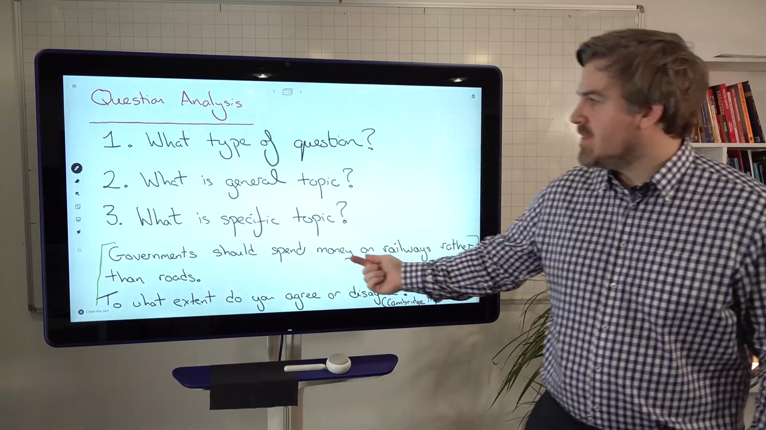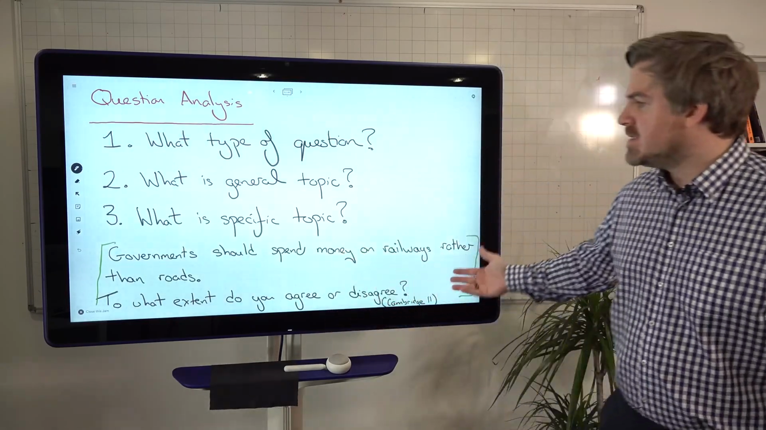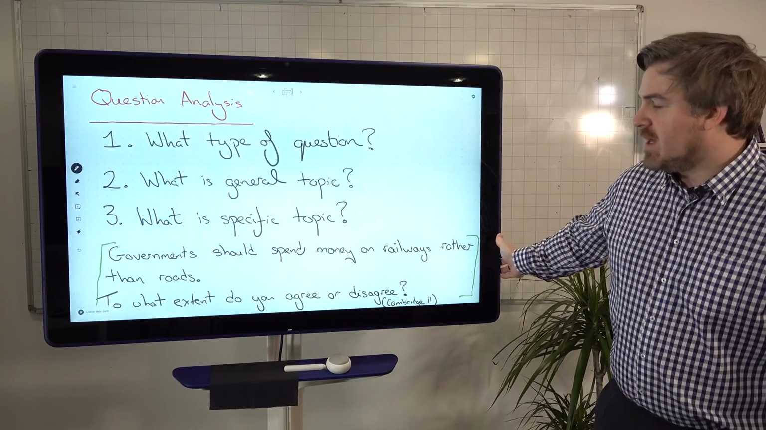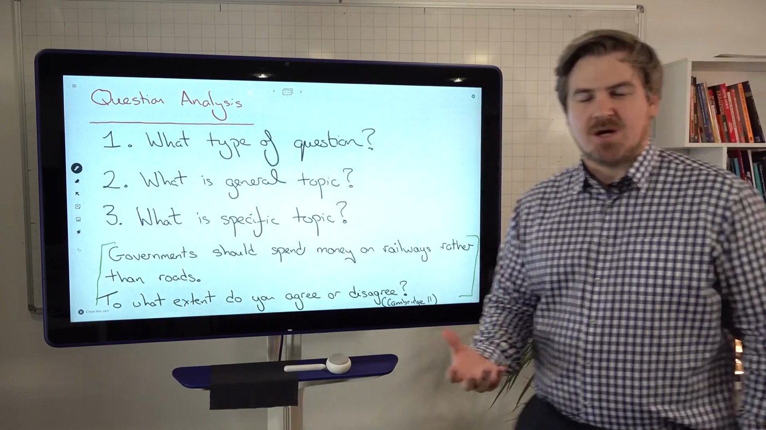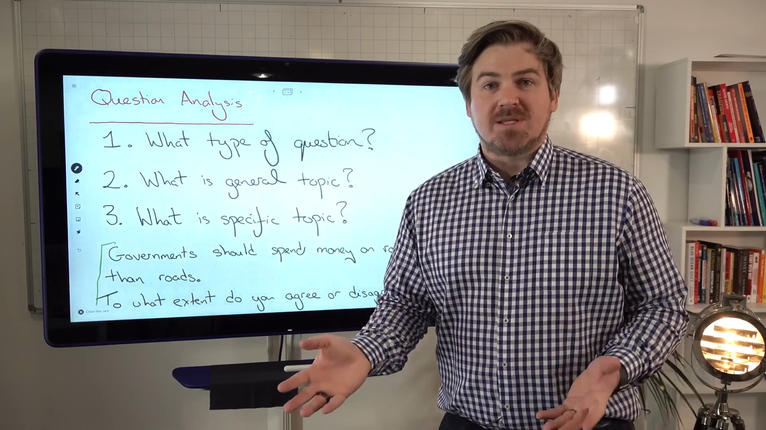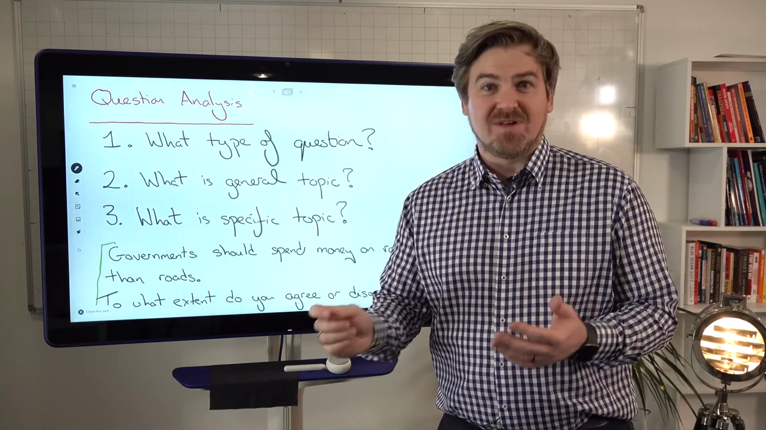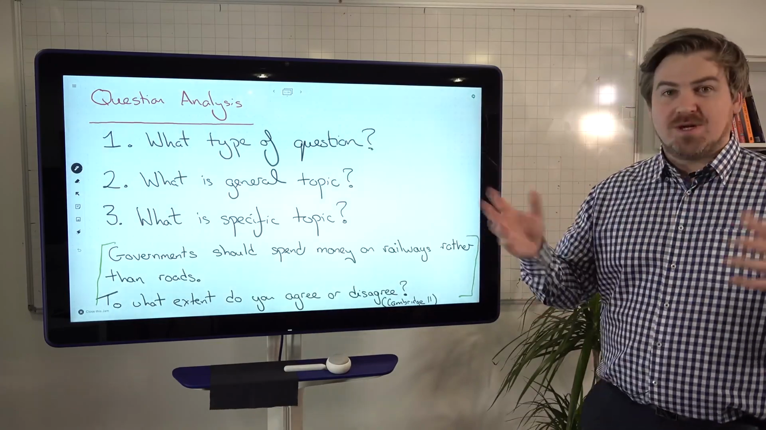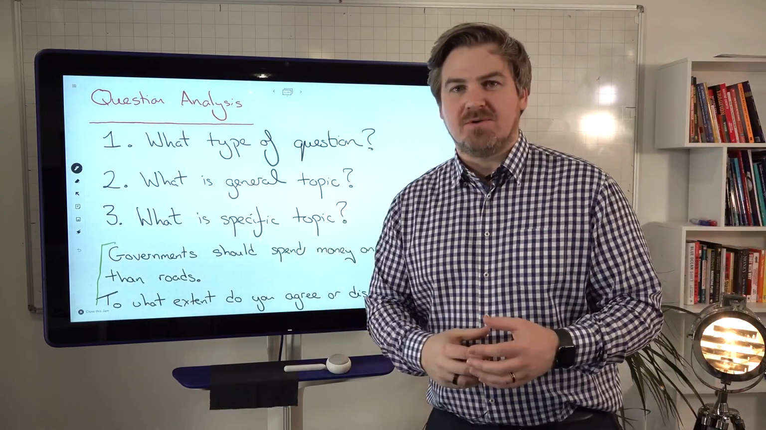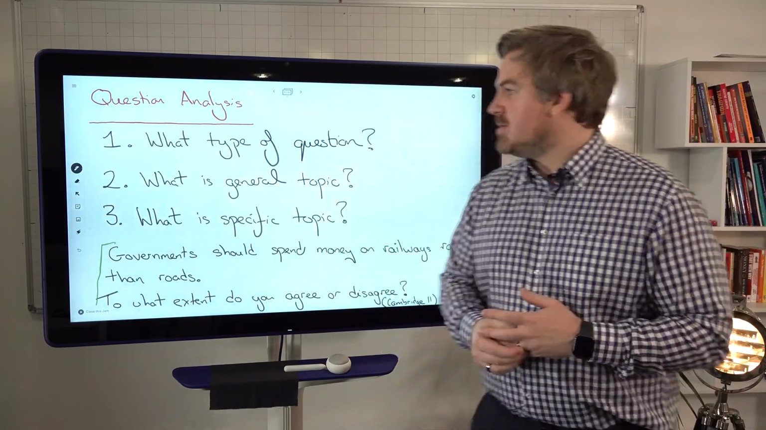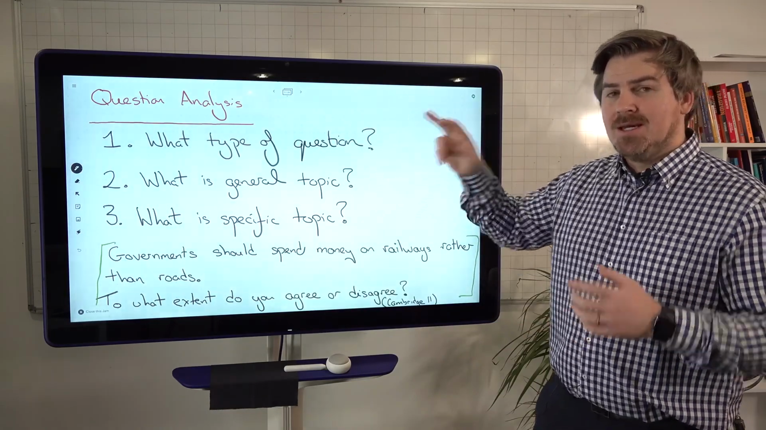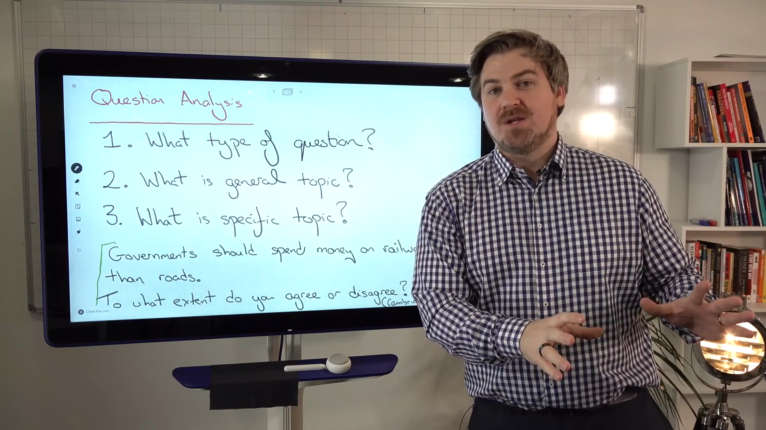So have a look at this and think about what the general topic is. Governments should spend money on railways rather than roads. So what is the general topic? The general topic is government spending. If you just wrote everything you know about government spending in relation to railways and roads and infrastructure in general, you're not really answering the question. But it's important that you understand what the general topic is so that you don't write about that generally.